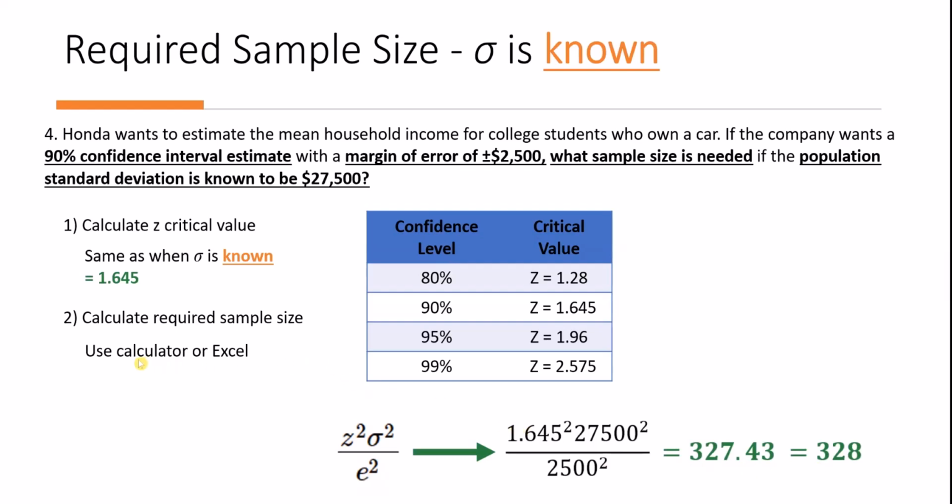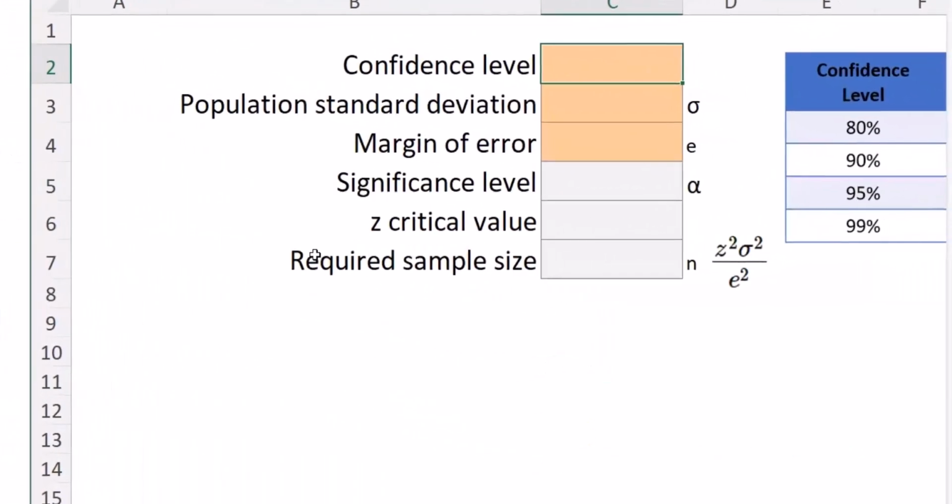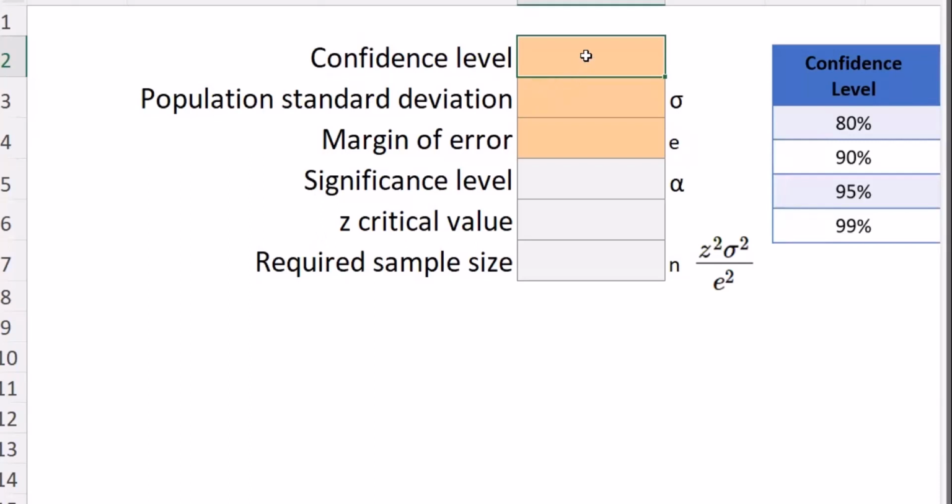So with the required sample size when a population standard deviation is known, the two options for you is to use your calculator or Excel. Here is our Excel formula. And so we get the 327.43, and you always want to round up. There is a SS mean, so sample size, SS, that's what it stands for. So this one is a 90% confidence level. Population standard deviation is 27,500.